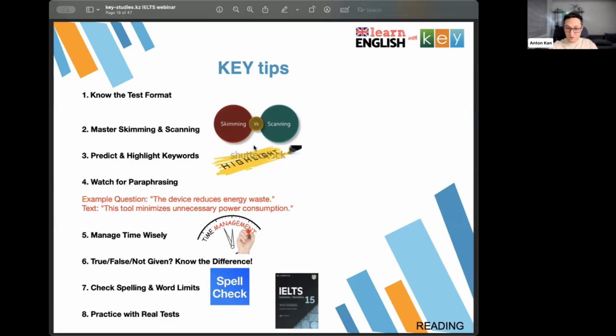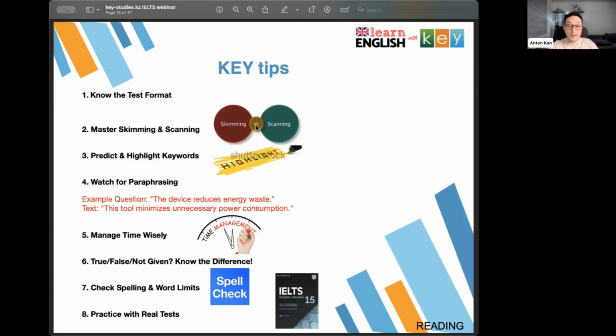Speaking about true, false, not given, you actually need to understand the difference very well. Look, true means that information matches exactly. False means that information contradicts the text, and not given means information is not mentioned. This one is the trickiest, and here you can't assume, so no assumptions.